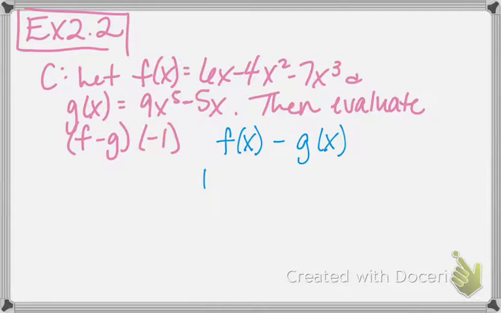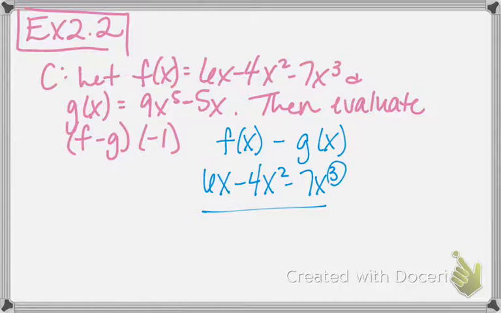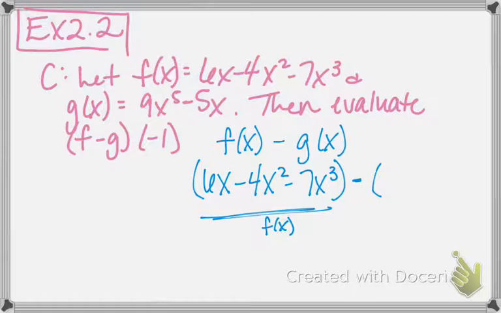I have, for f of x, 6x minus 4x squared minus 7x cubed. And I just want to point out, this is not in standard form, being from the biggest exponent to the smallest exponent. So we are going to have to fix that at the end. And this time, because I have a lot of terms going on, I'm actually going to use parentheses for everything. So this piece represents my f of x portion. All right, minus, and then I'm going to put parentheses again. Now I'm going to put in my whole g of x, which is 9x to the 5th minus 5x, and parenthesis, and let's get rid of this.